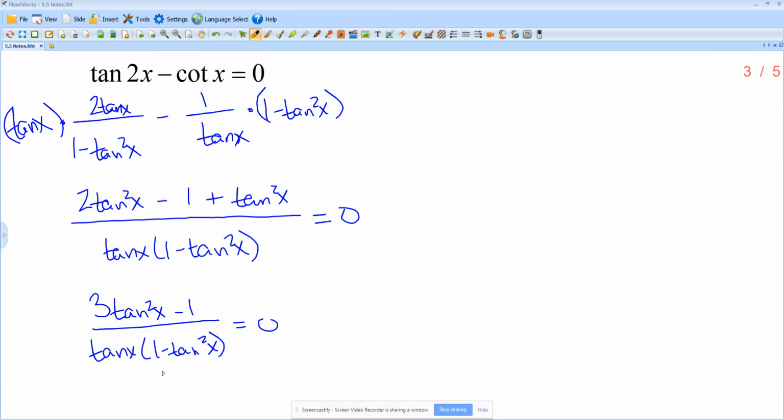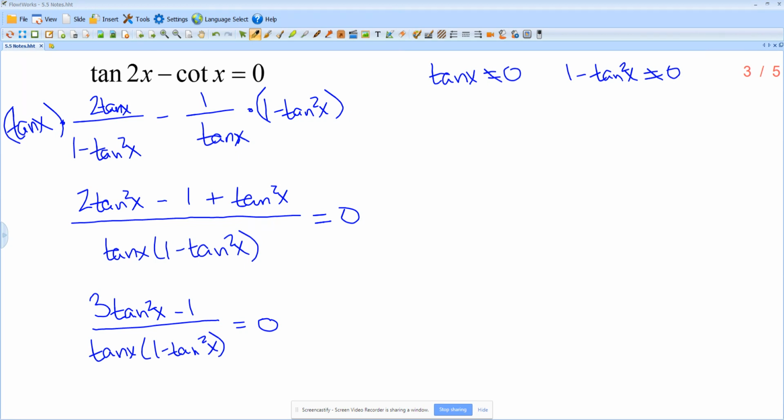Now, looking at this denominator, we're talking about trying to solve for something being equal to 0. The denominator would never help me get this to be equal to 0. The denominator would come into play with things like domain restrictions. Technically, tangent x cannot be equal to 0, and 1 minus tangent squared x cannot be equal to 0. Because if either of those two things are equal to 0, this would be over 0, which means it would be undefined.